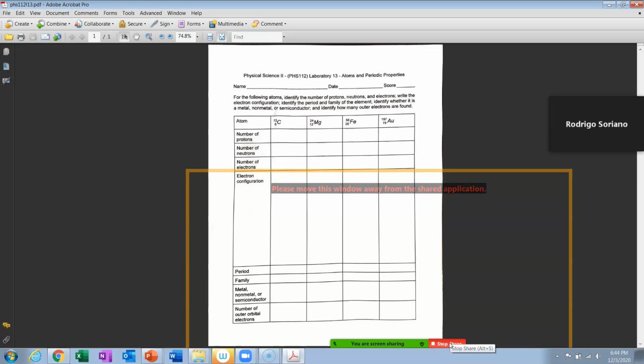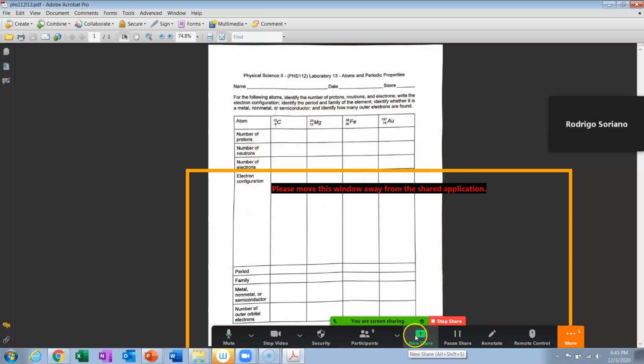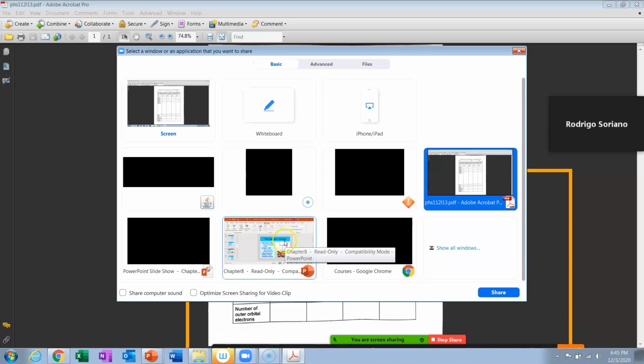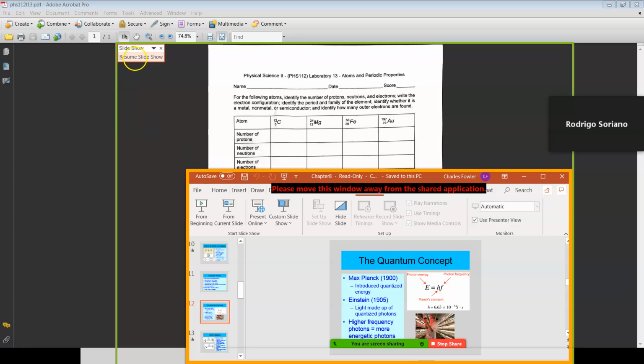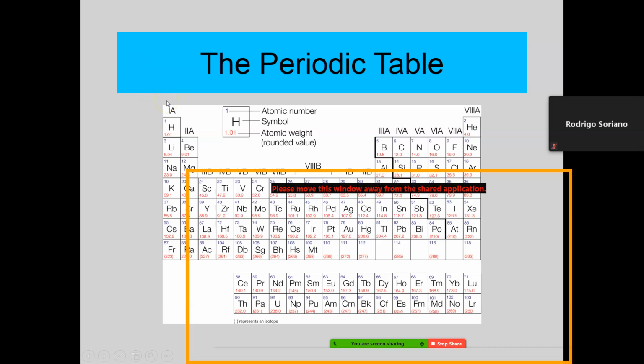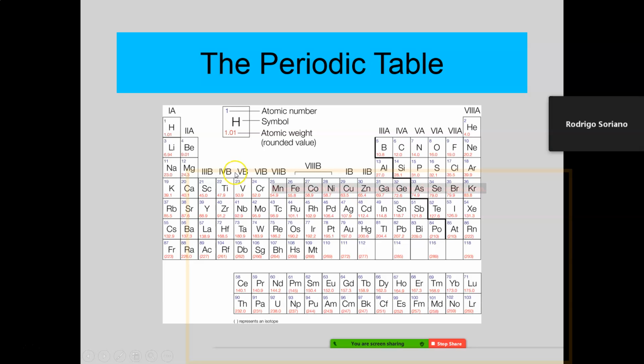I didn't get the answers of the very last ones for carbon and magnesium. Okay, which was that? You mean number of outer orbital electrons? Yes, sir. Okay, let's go back to our PowerPoint, and back to resume the slide. Okay, and here's what we were using. You said carbon and magnesium, is that what you said? Yes.